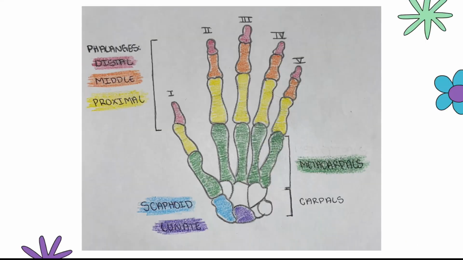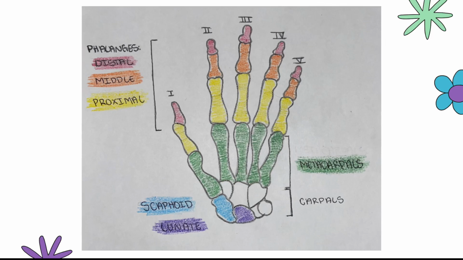So now we've made it to the very end of our upper limb, and that is our hand. To start from the bottom up, in blue we have our scaphoid, in purple we have our lunate. These are going to be our carpals.